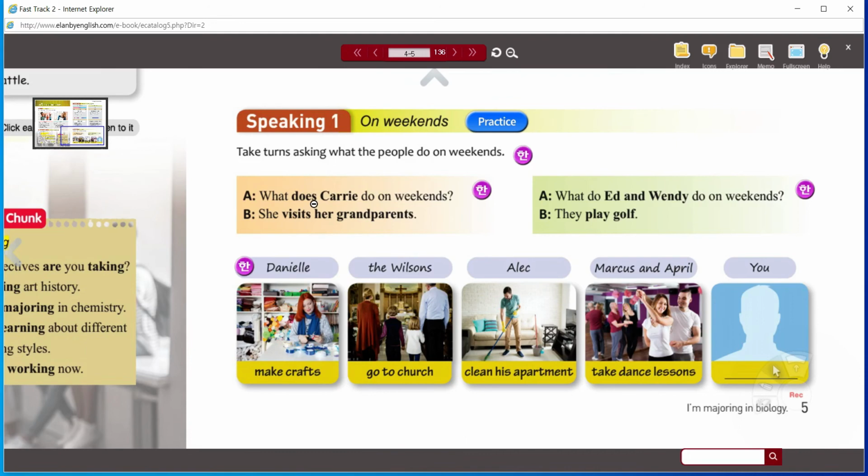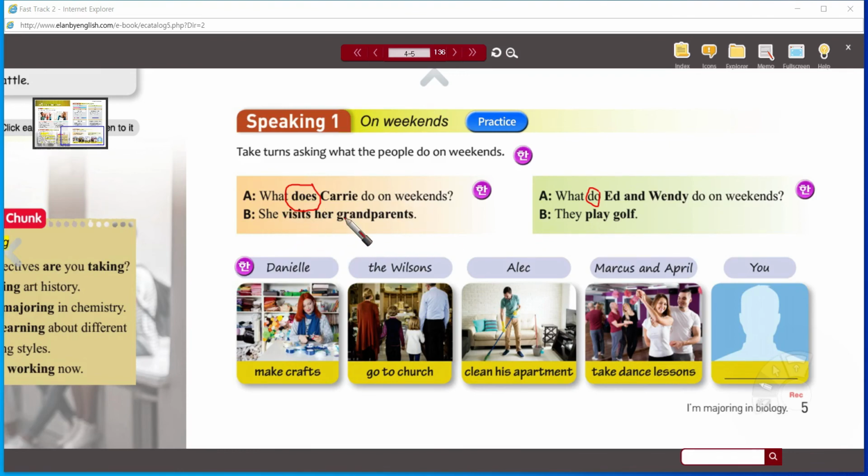So what you're going to do is use these prompts at the top, and you can read them out here. What does Carrie do on weekends? Answer: she visits her grandparents. What do Ed and Wendy do on weekends? They play golf. So they give you these two examples. Notice when they talk about Carrie, they say, what does Carrie do on weekends? When they talk about Ed and Wendy, they don't say does. They say do. And you can see that in the answers too.